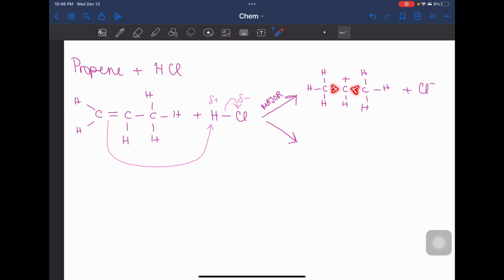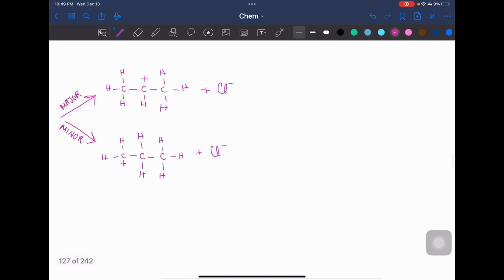So this is a stable secondary carbocation. Whereas this one that we're going to see here is an unstable primary carbocation. That's horrible. So because it's horrible, it's going to be our minor product, plus Cl minus. So do you see here how this is secondary? We have inductive effect, we have a stable carbocation, whereas here we have a primary carbocation, barely any inductive effect, which is why it's going to be minor. That's the hard part. Got that out of the way.